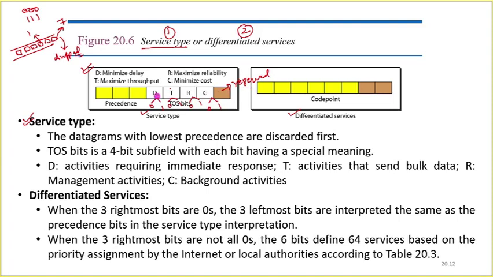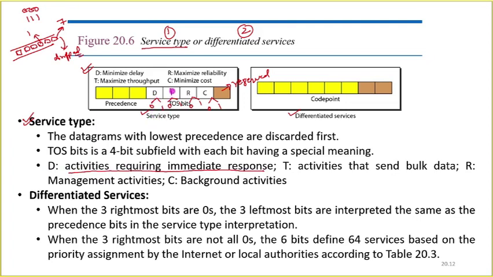So this is minimized delay. If any header has minimized delay as 0, that means it will not be minimizing the delay. If it is 1, that means this packet is going to have the minimum delay. Minimum delay means it should be given a preference. D is the delay, so for activities requiring immediate response, we should be making D as 1.